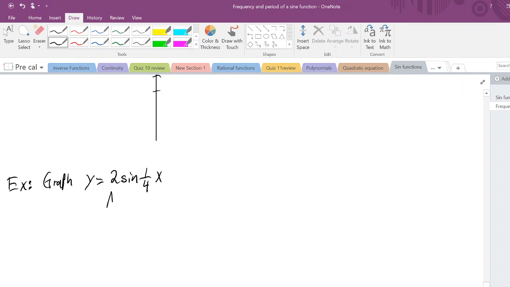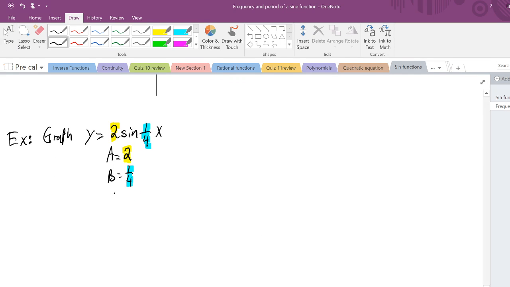So we have that a is equal to 2, right here. Then we have that b is equal to 1/4, right? Now, we haven't looked at horizontal shifts, so we have 0 for the phase shift, and as of right now, we do not have anything back here. That will determine that we have a vertical shift. So all we have is an amplitude change, right? And we have a frequency change, right? So now we did that.